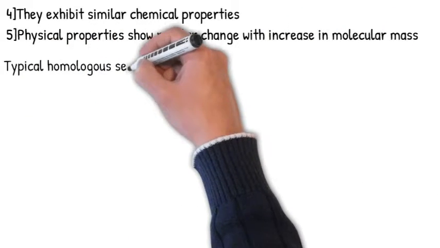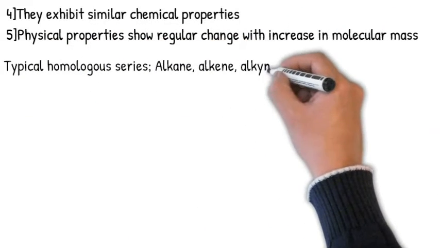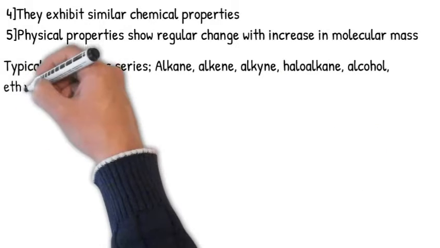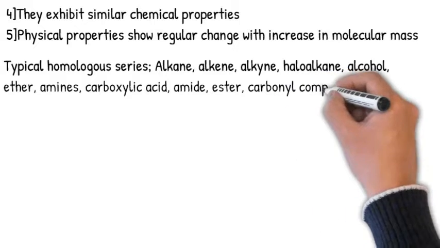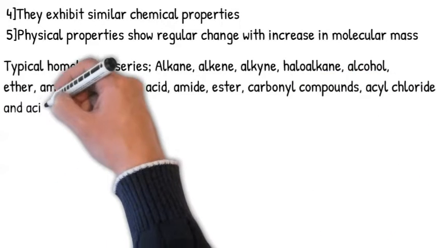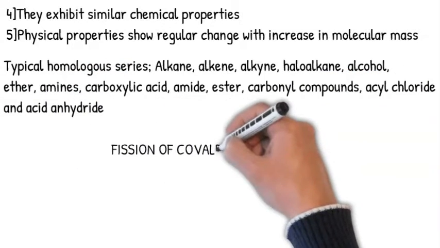Typical homologous series: alkane, alkene, alkyne, haloalkane, alcohol, ether, amines, carboxylic acid, amide, ester, carbonyl compounds, acyl chloride, and acid anhydrides. Fission of covalent bonds.